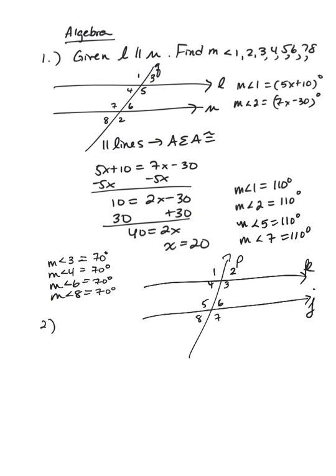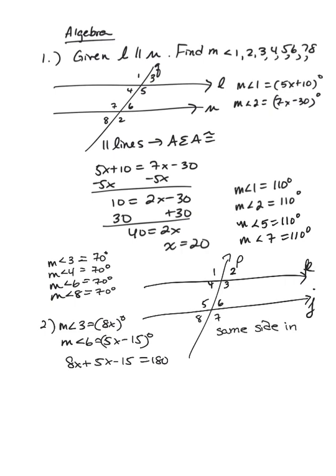So the measure of angle 3 is expressed as 8x degrees. The measure of angle 6 is 5x minus 15 degrees. So you need to find those in the picture, 3 and 6. Those are same side interior. So same side interior are supplementary. And you should make yourselves write that down. Same side interior are supplementary. Okay, so they add to 180.